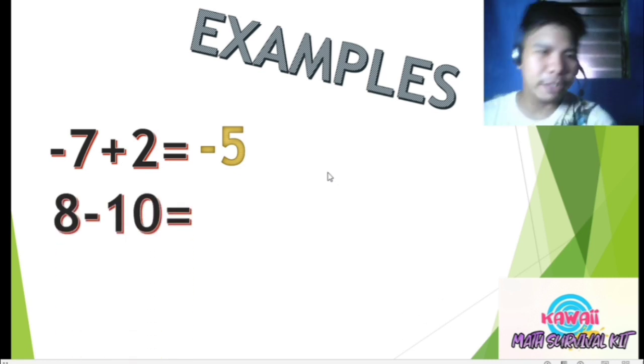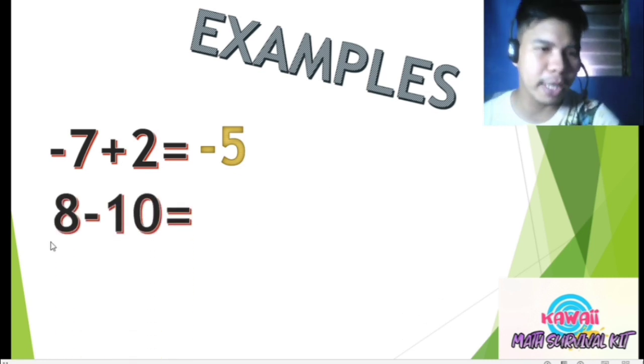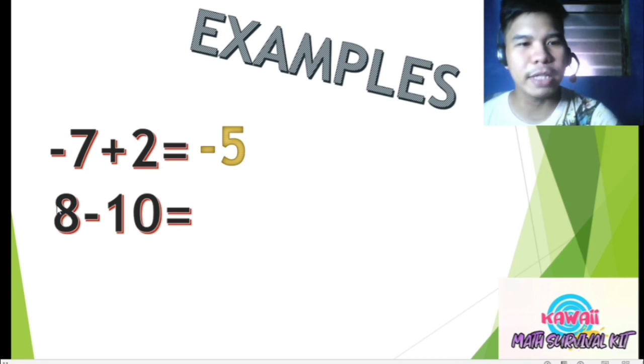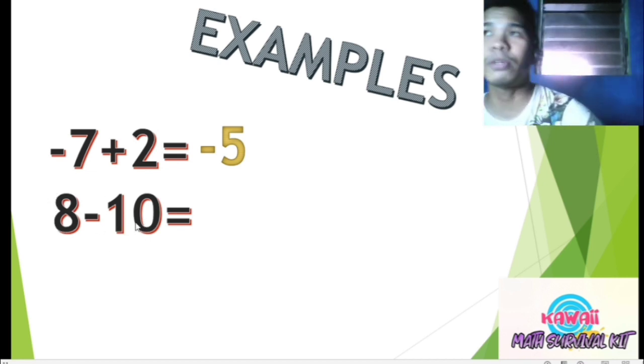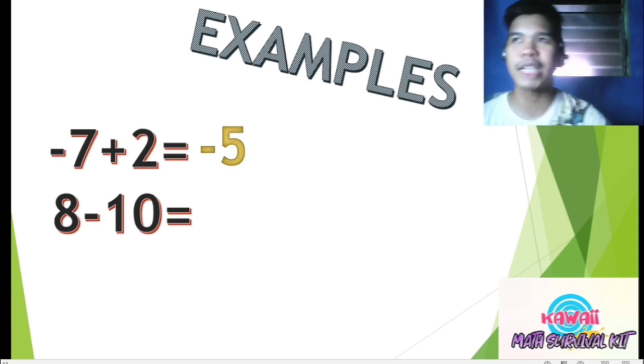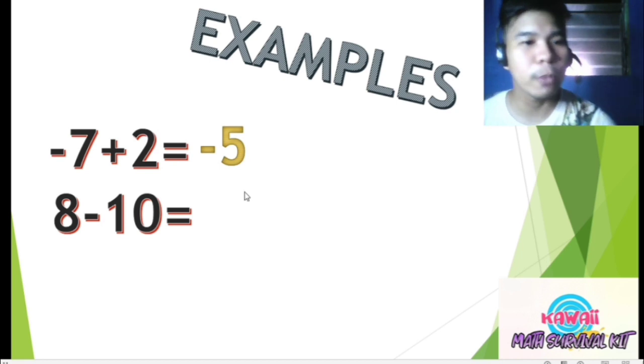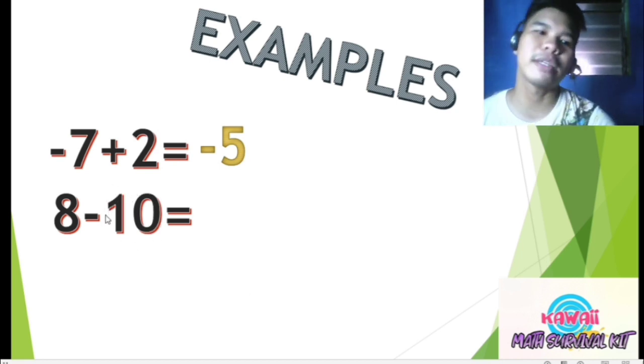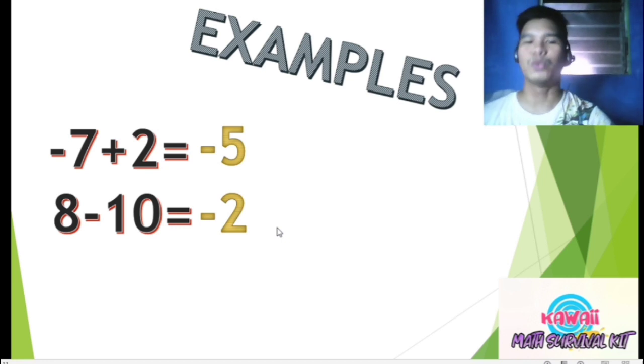Next, how about if we have 8 minus 10? So 8 here is a positive number and then 10 here is negative. So it's very simple. We just have to subtract 10 and 8. So 10 minus 8 is 2. And then we copy the sign of the larger number, which is 10. What is the sign of the larger number? That is negative. So your answer must be negative 2.